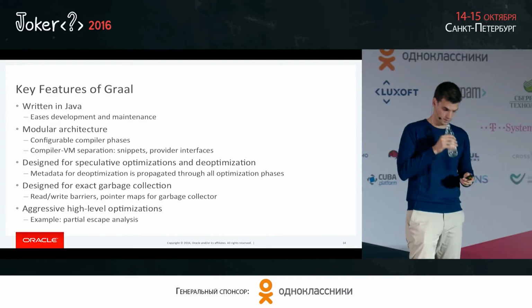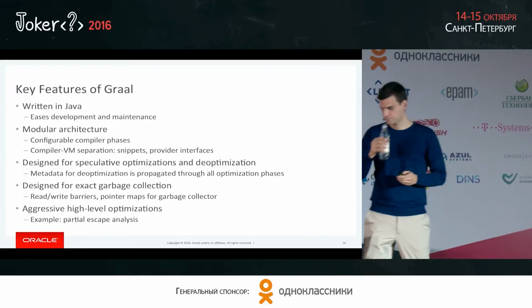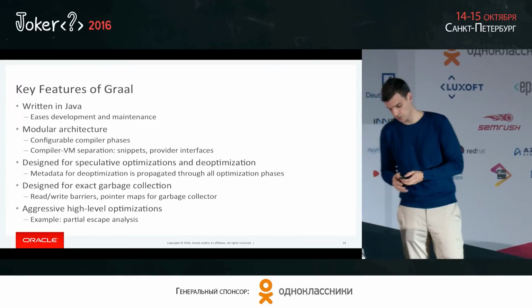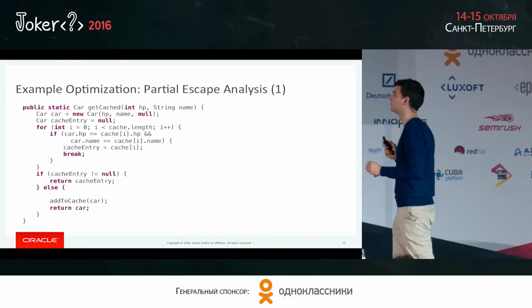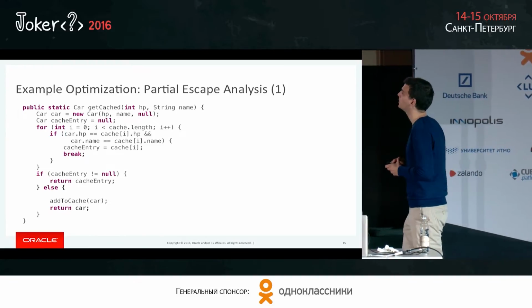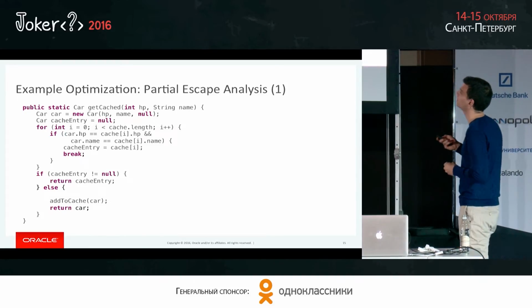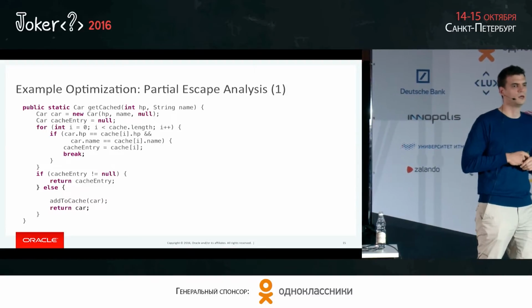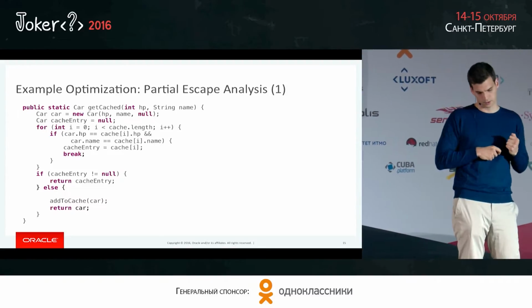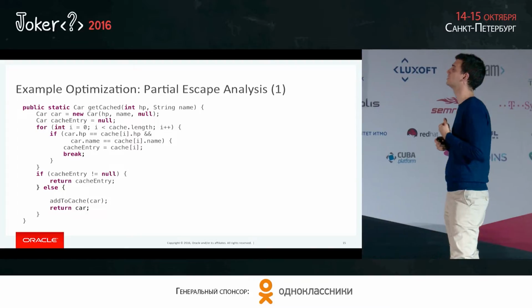So let me show you one of these, which we call partial escape analysis. Here we have a function which gets a cached car from a cache. It's a really naive piece of code. But I'll show you one of the optimizations that Graal does that no other compilers do.